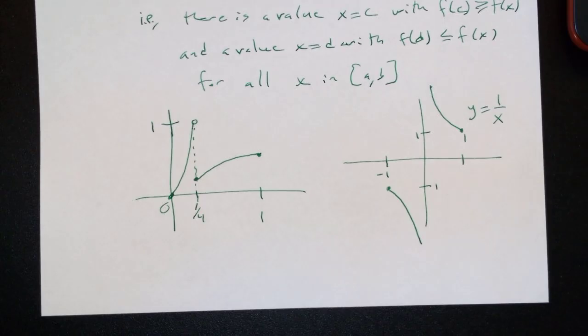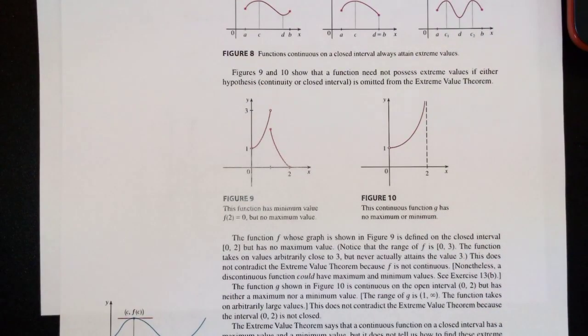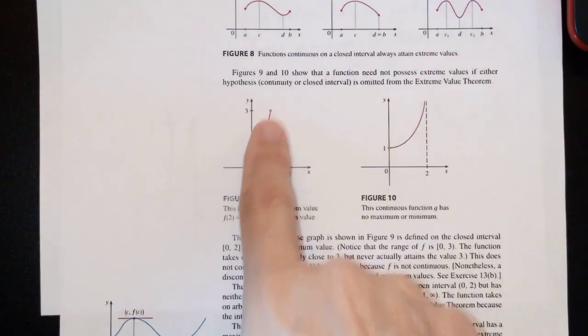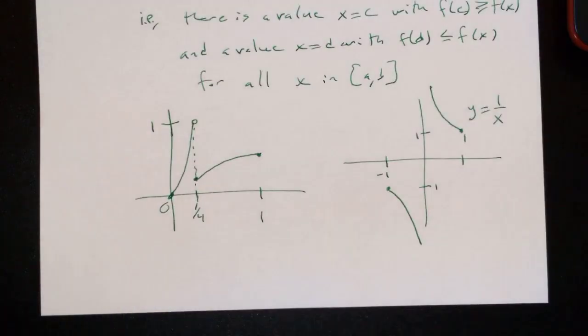Page 282, figures 6 and 7. Good, look, there's a familiar looking picture. There's a hole, there's an asymptote. As soon as I run into these problems, but continuity fixes that.